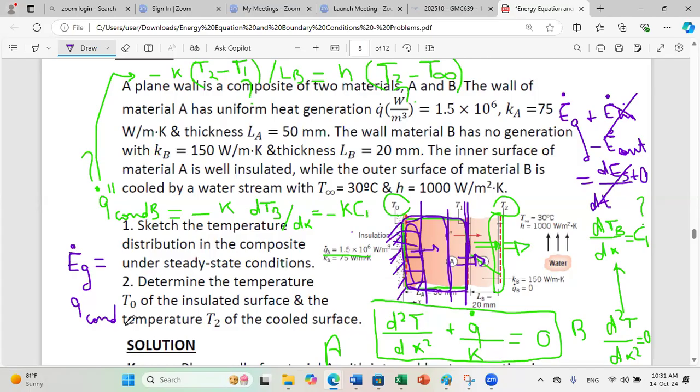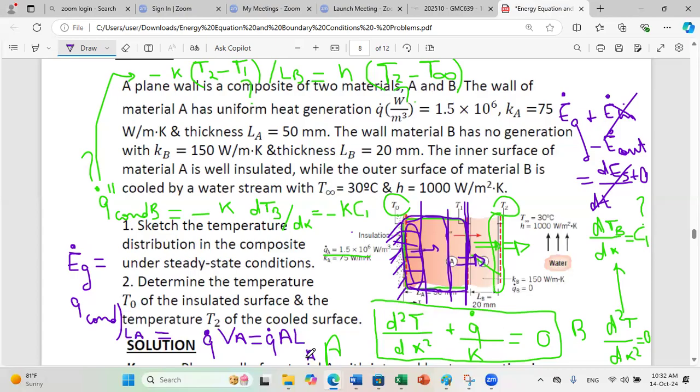And how to calculate Q conduction at LA? You just have to say it's equal to E dot generation. How to calculate E dot generation? It's Q dot, which is the volumetric uniform generation, times the volume of material A. The volume of material A is just the area times the length. So it's Q dot times area times length, LA.